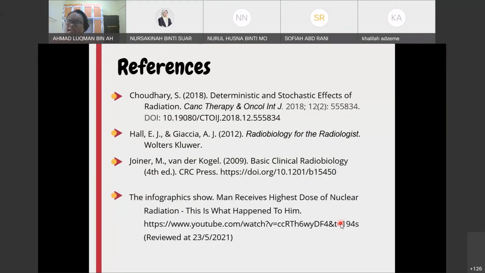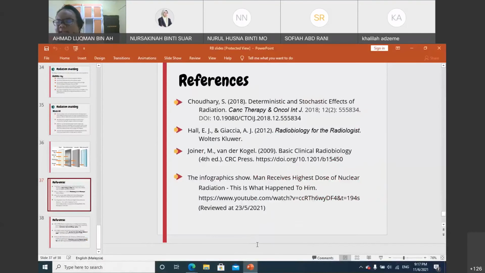So in conclusion, from this topic, now that we know about the lethality of the radiation, we should learn from it, and we should apply on ourselves all the safety rules to protect ourselves from the radiation. So that's all from me, from my group. Thank you everyone for listening to my presentation. That's all. Thank you.